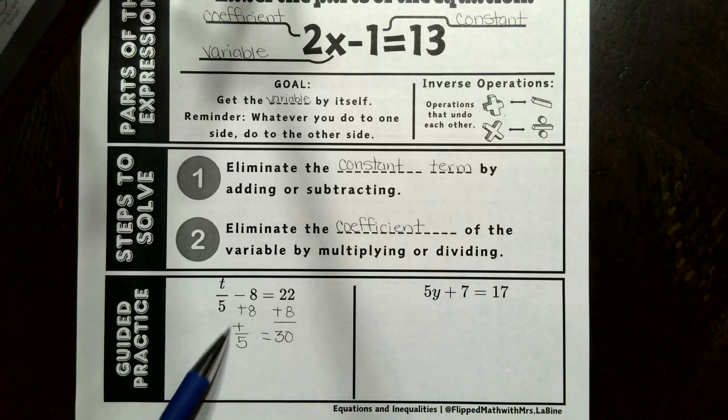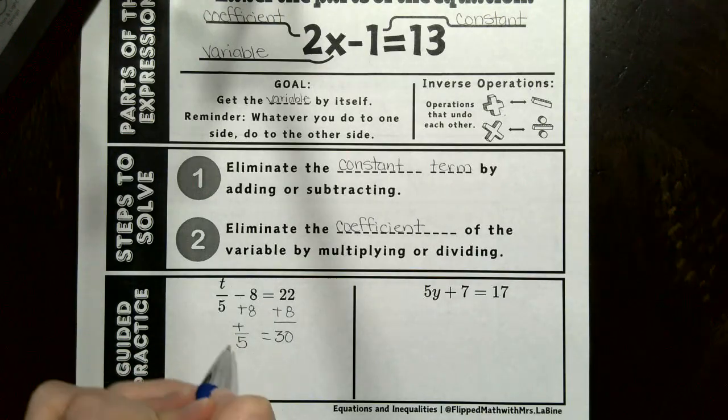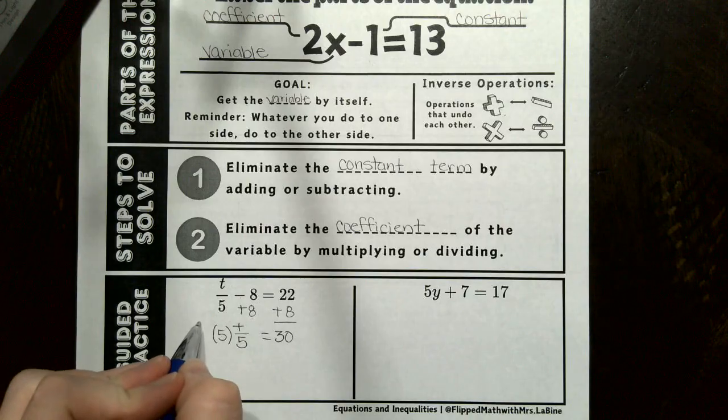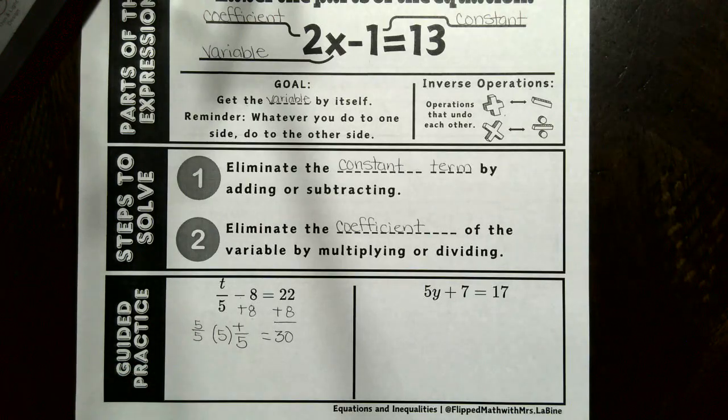So this problem here is division. I'm dividing t by 5. t divided by 5 equals 30. So I would need to multiply by 5 to get rid of it, because then this would end up being 5 over 5, which is 1. So that would get rid of my 5, and I'd be left with t.